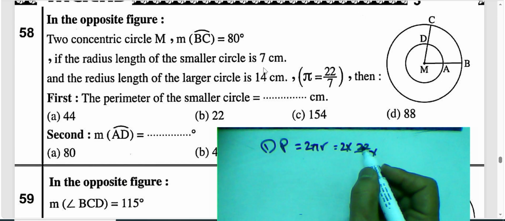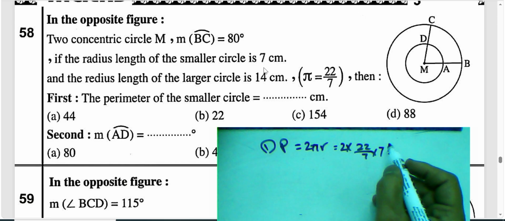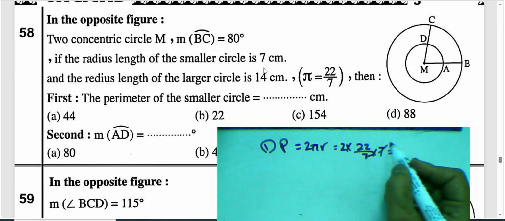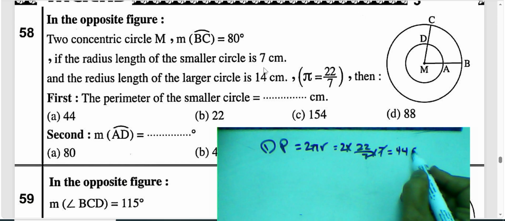Radius of small circle was 7. 7 divided by 7 is 1. 1 times 2 is 2. 2 times 22 is 44 centimeter.